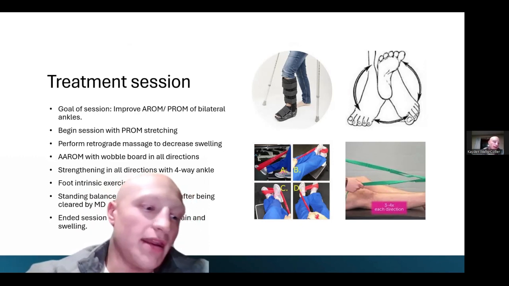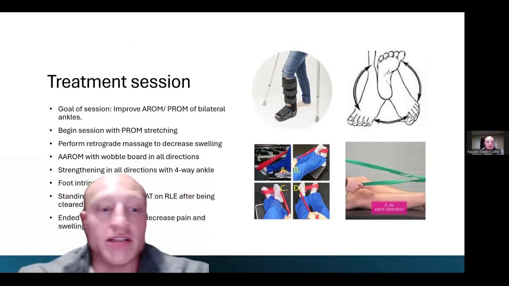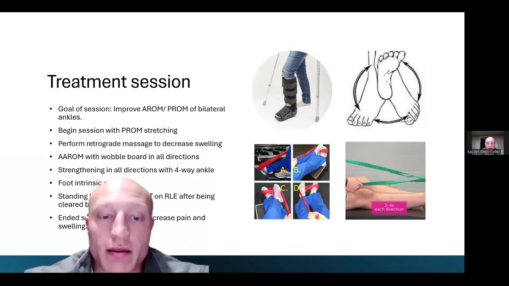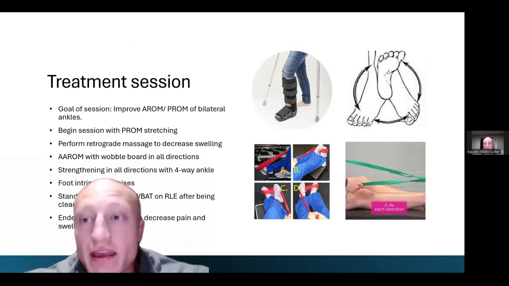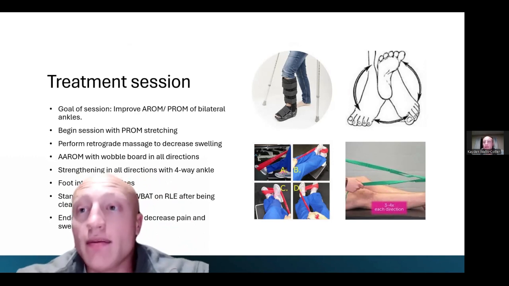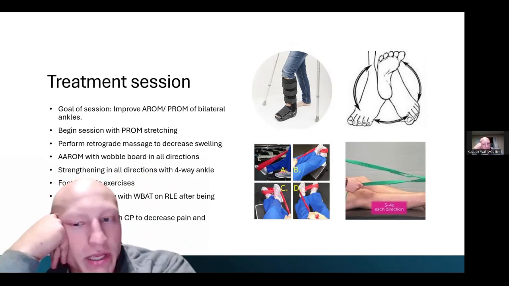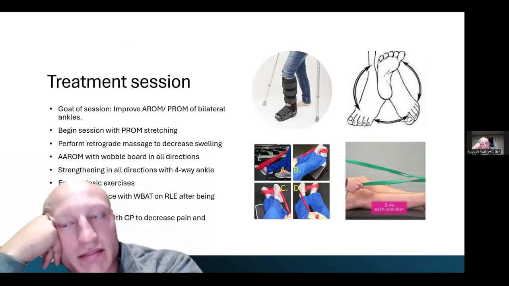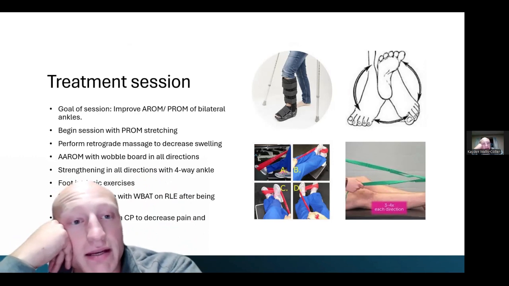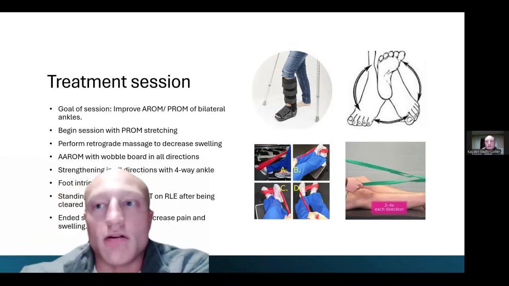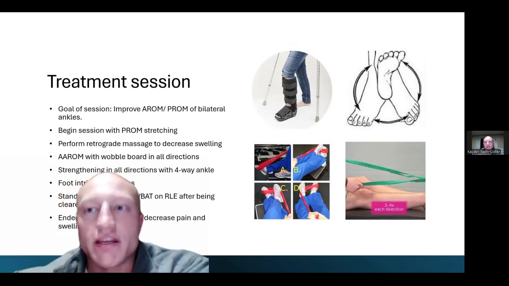And then usually we would end, especially with the right lower extremity, just standing in balance. Weight bearing is tolerated on the right lower extremity after being cleared by the MD to take that cam boot off. Even doing a little bit of gait, especially once I got cleared at that 8-week visit, which was earlier this week. So it was really fun to get this patient up and moving again after they've been so excited.